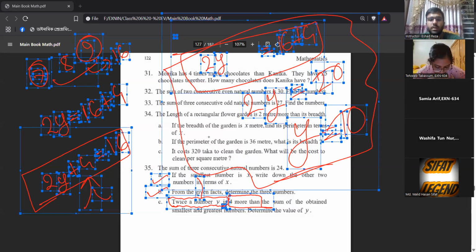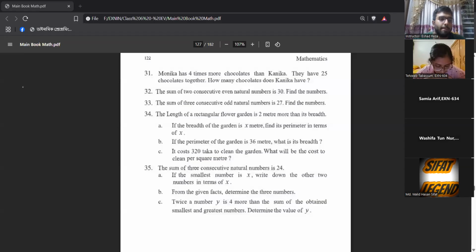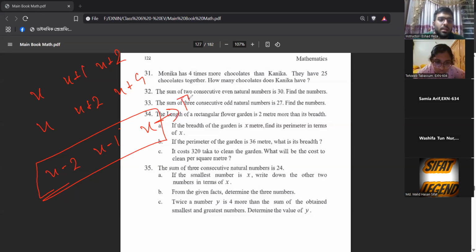So we're done with this chapter, but let me show you another thing. If the smallest number is x, what does this line mean? Every single time I wrote x plus 1 and then x plus 2. If it was for even numbers, I wrote x plus 2 and x plus 4. If it was for odd numbers, I wrote the same thing. But can you tell me if this is correct? I'm saying these are 3 consecutive natural numbers.